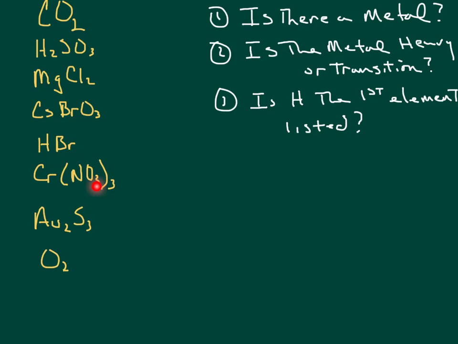Chromium nitrate. Well, chromium is a metal, and it's a heavy metal or a transition. So this is going to need to have Roman numerals after the name chromium. You need to figure out what the charge is. Gold sulfide. Well, gold is the same thing. It's a metal and it's a transition metal. So it's again going to have Roman numerals. O2 is not a metal and it has just one element. So the name of this is going to be just the name of the element, oxygen. How's that sound? Better?